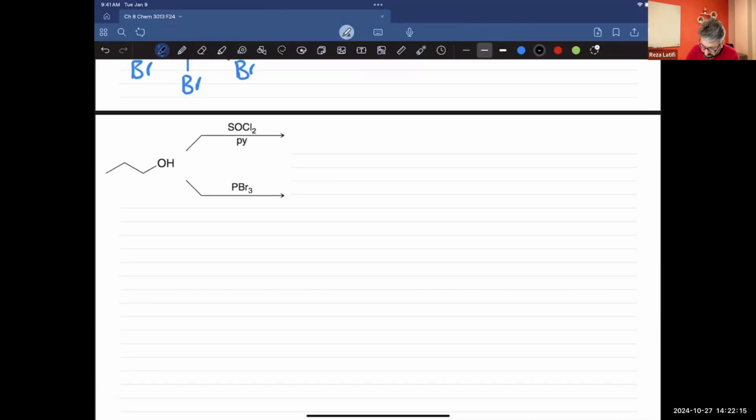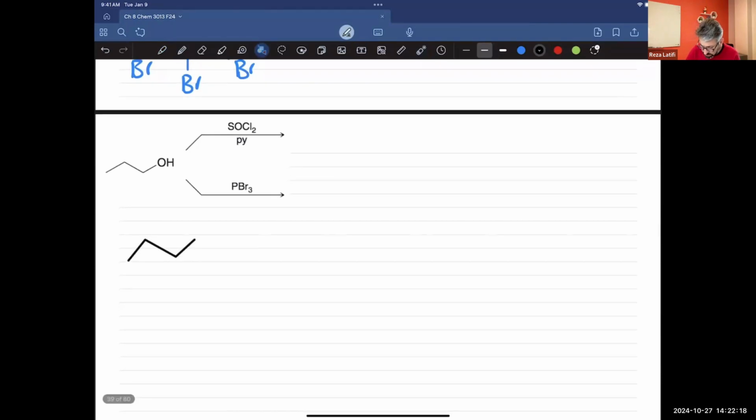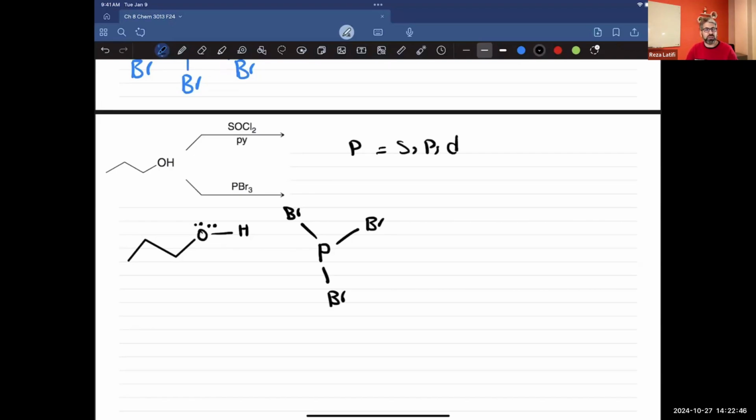In the second chemical reaction, we have this alcohol. So we have O attached to hydrogen. Oxygen has two lone pairs. Next I'm going to say I have phosphorus, and phosphorus is attached to three bromines. Phosphorus has s, p and d orbitals. That means it's capable of forming more than 4 bonds. It can have 5 bonds easily. And in order to do it, it will use d orbitals to make more than 4 bonds.